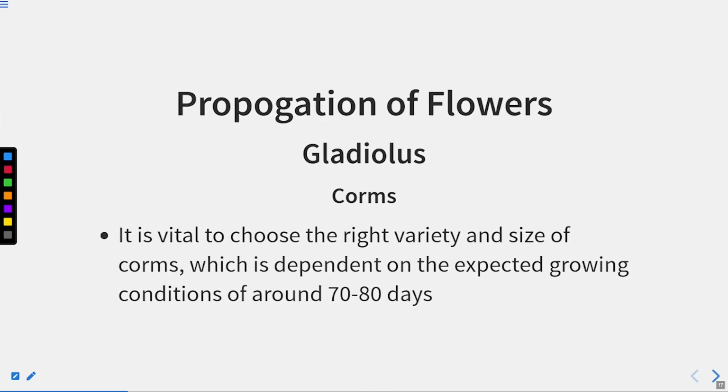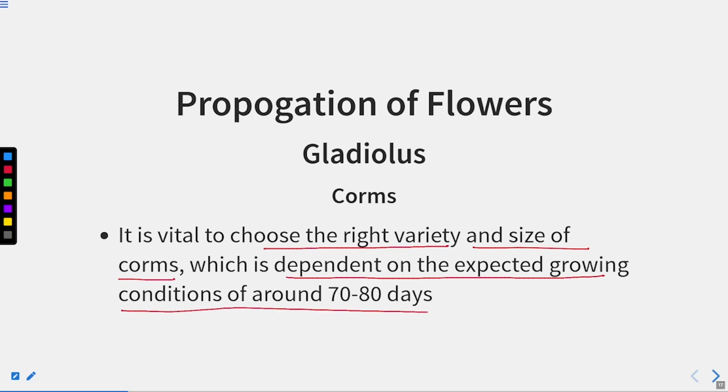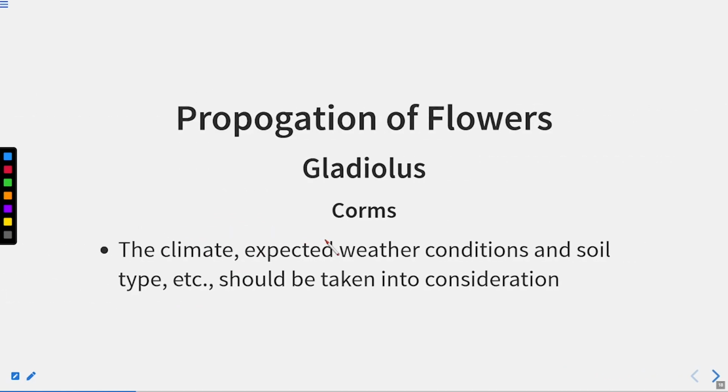It is vital to choose the right variety and the size of corms, which depends on the expected growing conditions of around 70 to 80 days. So the size of the corm is very, very important. According to our availability of water and environmental condition, we have to choose the size of the corm.